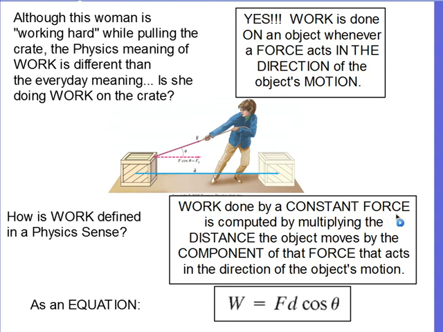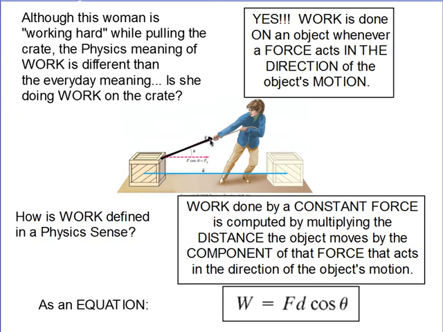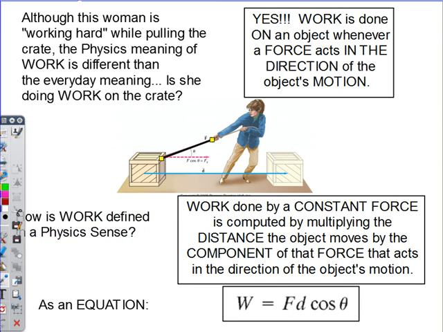Work done by a constant force is computed by multiplying the distance the object moves, that's d, by the component of the force that acts in the direction of the object's motion. Now you can see that's where that cosine of theta comes in. If you think about vectors, and force is a vector quantity, if I take a look at that force acting along that direction, there's really only a component of that force that actually does work.